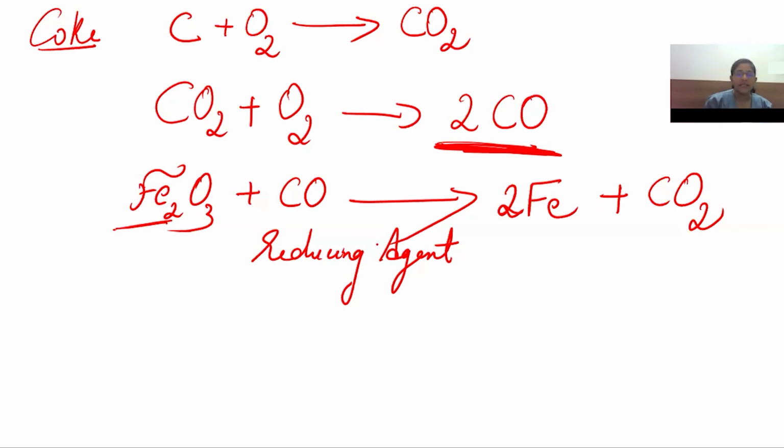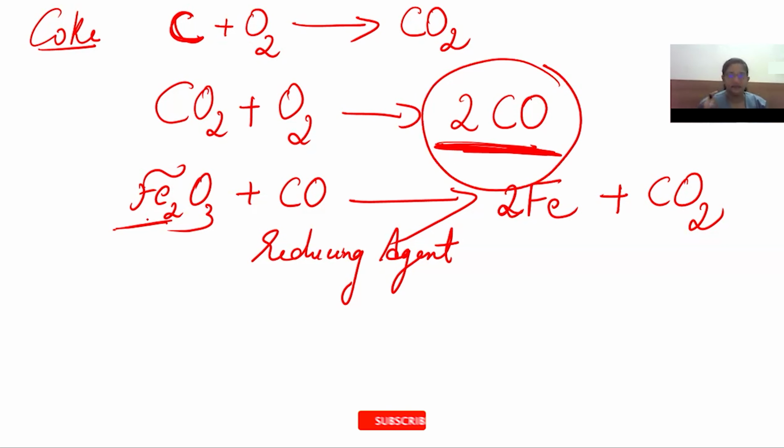So what happens here is carbon monoxide acts as a reducing agent. Very important. Who is acting as a reducing agent? And what is the function of this coke? Its function is to prepare this carbon monoxide so that it can abstract oxygen from Fe₂O₃, and we will get iron.